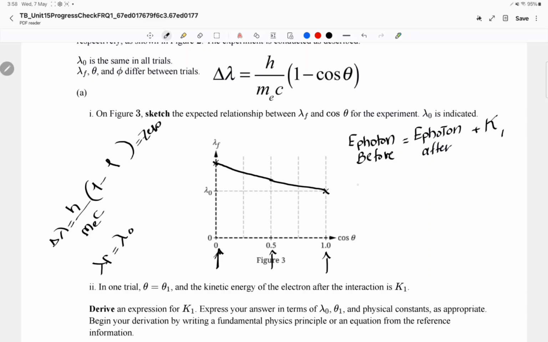So we're going to say that K1 is equal to E of photon before minus E of photon after. Now, who knows the equation for the energy of a photon? Who knows what that is? Is it hf?